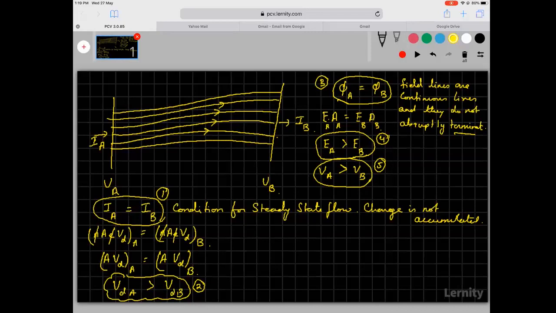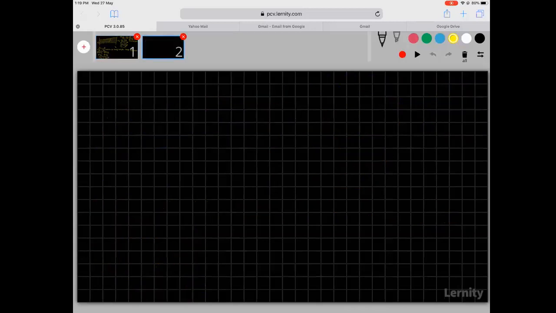So there is no charge accumulation. Only if charge is accumulating, only if there is some charge here, the field lines will change. Otherwise, they won't change. So these are some very good points. Please make some notes. So I will just wait. If you understand this, then let's move on.